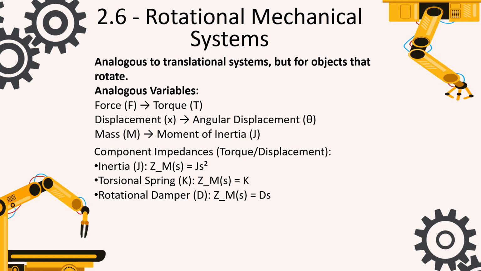Section 2.6 introduces rotational mechanical systems, which are the direct analog of the translational systems we just discussed. The principles are the same, but the variables change. Force becomes torque, linear displacement becomes angular displacement, and mass becomes moment of inertia. The component impedances are defined in the same way, using Js squared for inertia, K for torsional spring, and Ds for rotational damper.